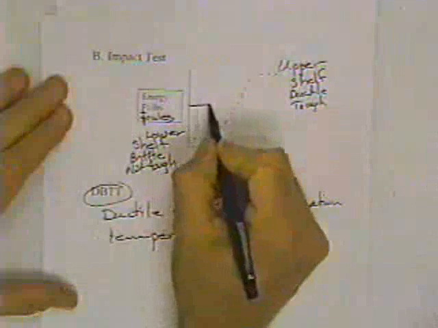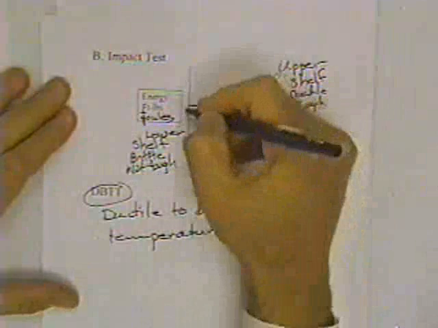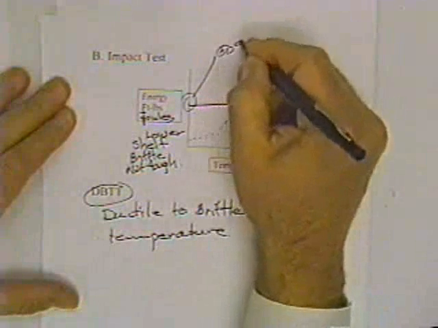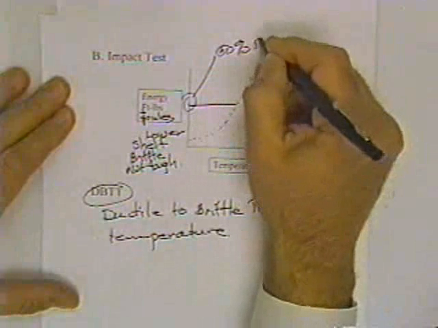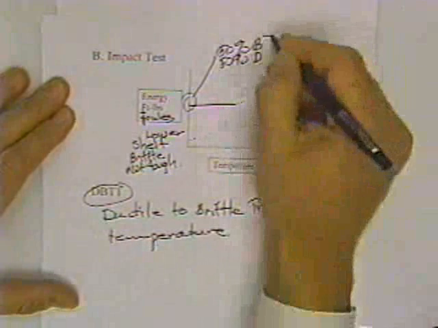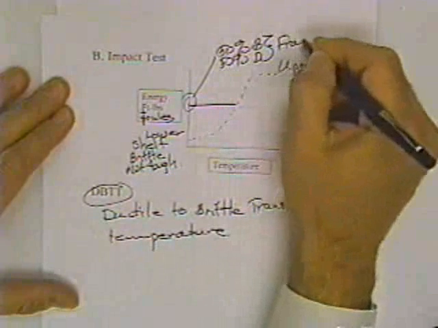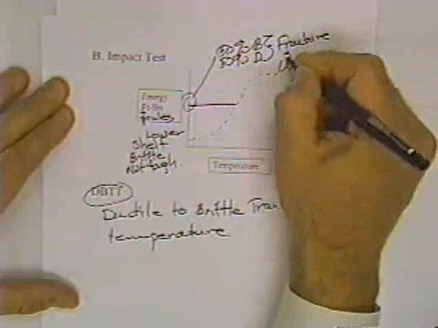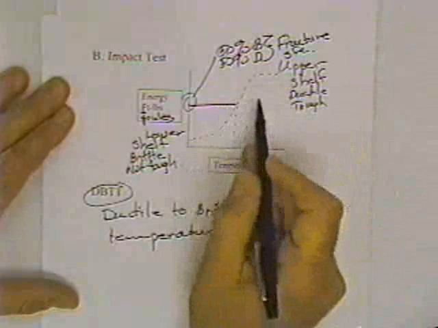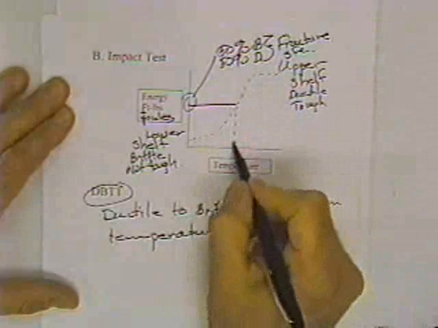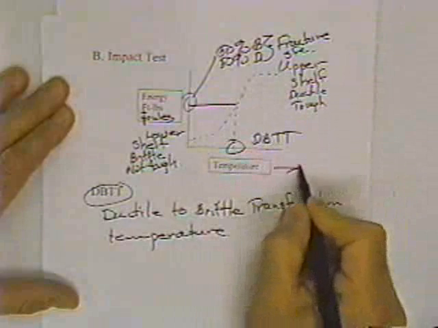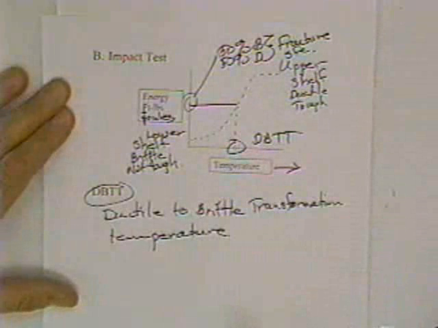You can determine the ductile to brittle transition temperature in a number of ways. This might be the 50% brittle, 50% ductile appearance on the fracture surface, and where this intersects the curve and drops down and intersects the temperature axis, this would be the ductile to brittle transition temperature.